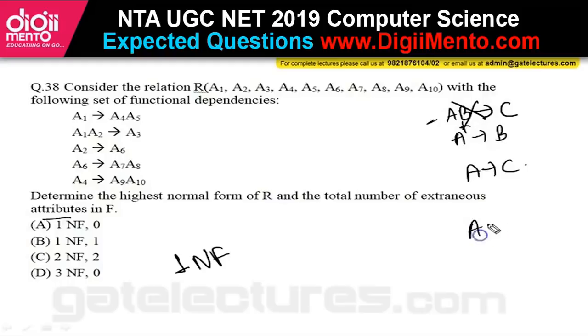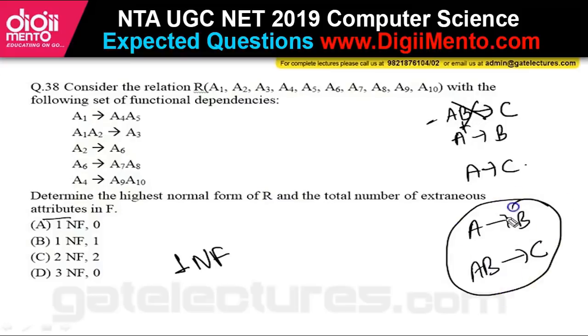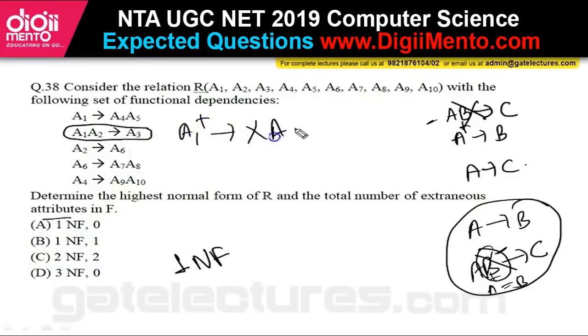If A is deriving B already, if A closure is already deriving my B, then I don't need B here. Or the reverse case is also true. If B is deriving A, then in that case I can remove A. So in that case B is my extraneous attribute. Now this works only in these kinds of cases. Now A1 closure is not deriving A2, nor is A2 closure deriving A1. You can check by A6 and all these things. So I cannot remove any of them.